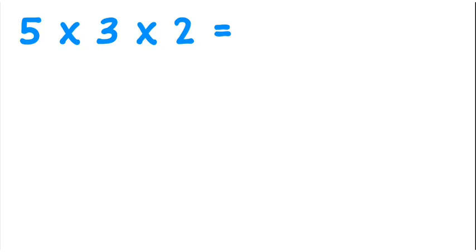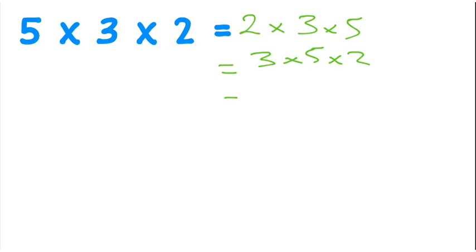This one here, same with when I have multiplication. The order in which I multiply doesn't matter. So 5 times 3 times 2 is the same as 2 times 3 times 5, or it's the same as 3 times 5 times 2, or 5 times 2 times 3. So the order in which I'm multiplying doesn't matter at all.